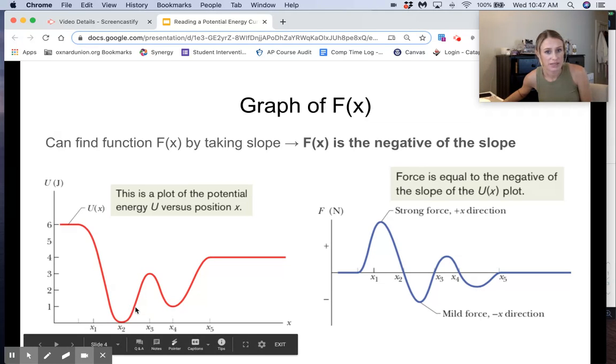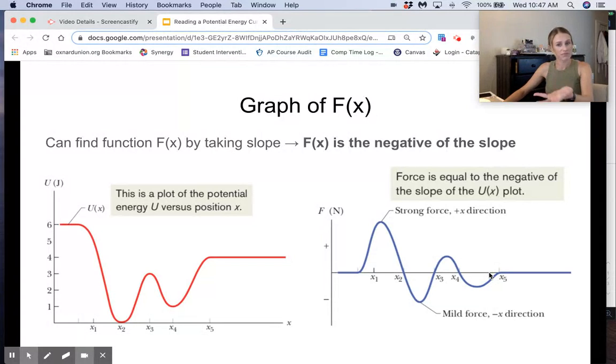Here, our slope is lower in magnitude, so it doesn't get as high as here, but because it's a positive slope here, that means it's a negative force. And then here, we have a slope that is negative, so we have a positive force, and then here we have a positive slope, so we have a negative force. So you can see how we could get a force graph from our potential energy graph.